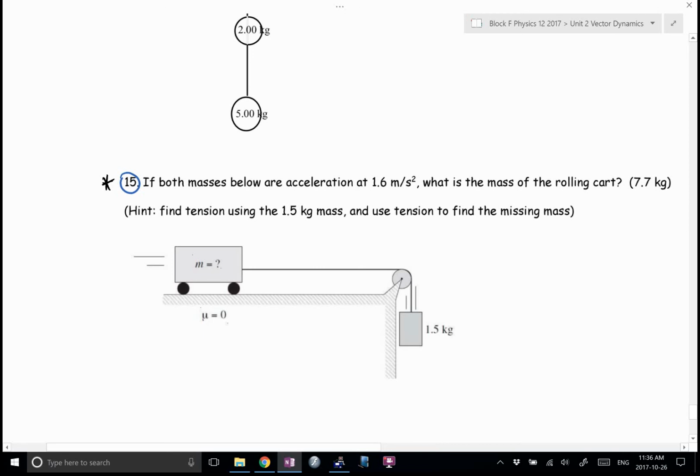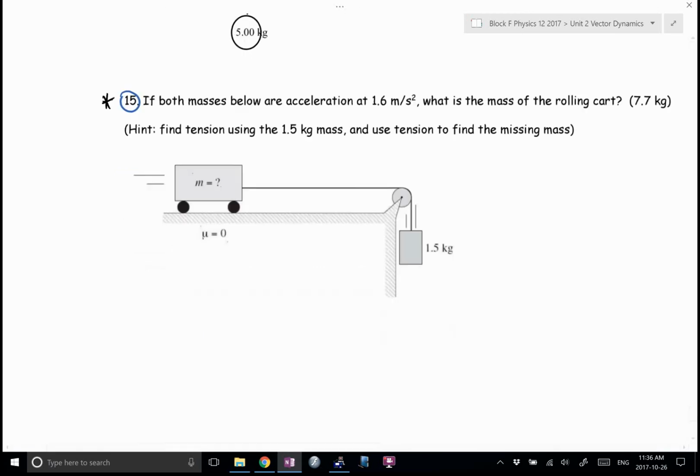15, we're backwardsing the question. We're reverse engineering the question. Up until now, I've given you all the masses and said, find the tension, find the acceleration. Here, I'm saying, what if I give you the acceleration? Can you find the tension and use that to find the missing mass? I'll be doing that next lesson. But there you go.